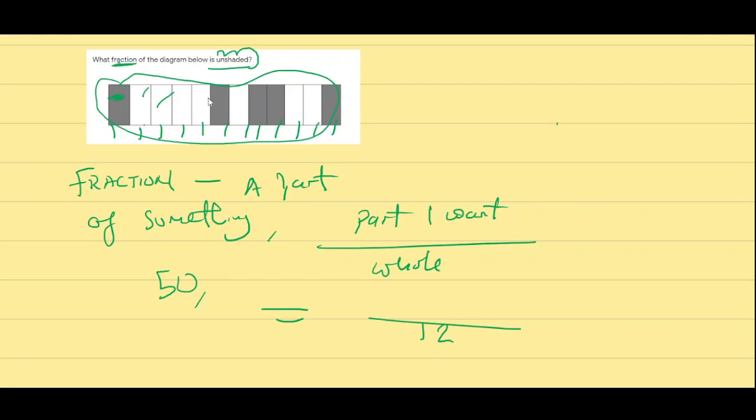Sorry, this is unshaded. So this is 1, this is 2, this is 3, this is 4, this is 5, this is 6, and 7. So 7 parts are unshaded. So the fraction that is not shaded is 7 over 12. So 7 over 12 of it is not shaded, and our answer is 7 over 12. That is the solution. So let's look at another problem and see what they have to offer us as well.